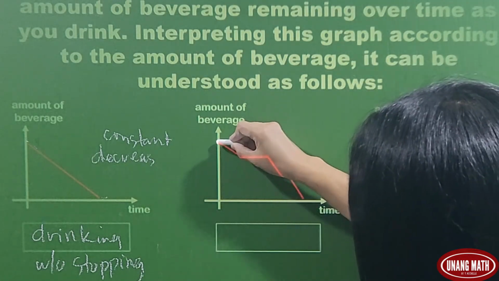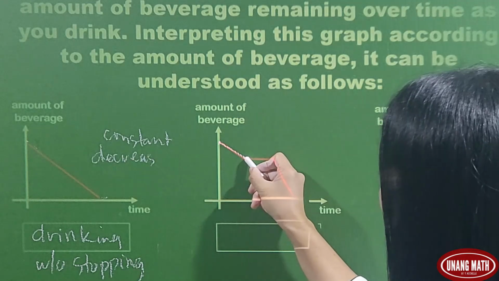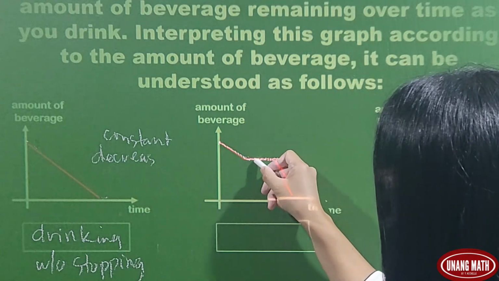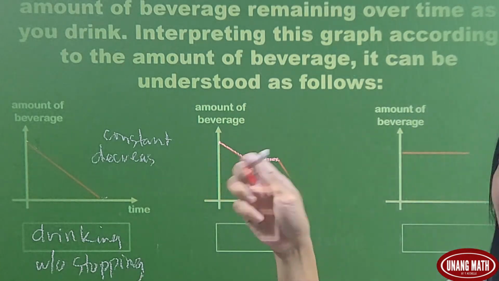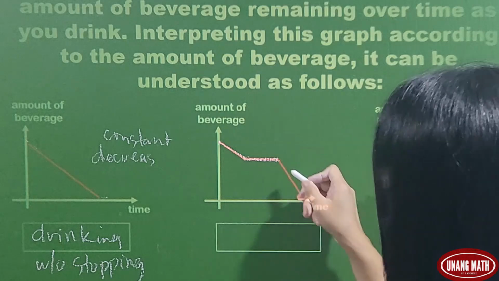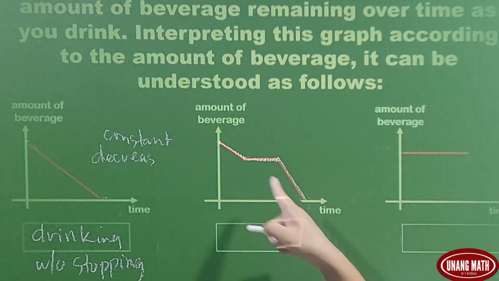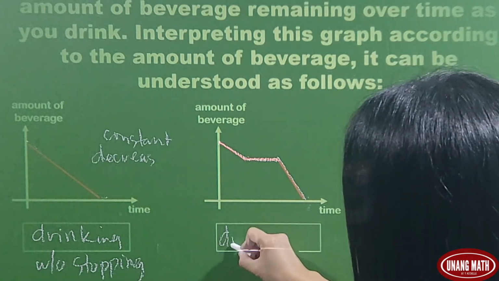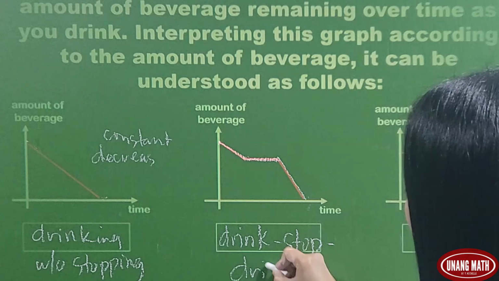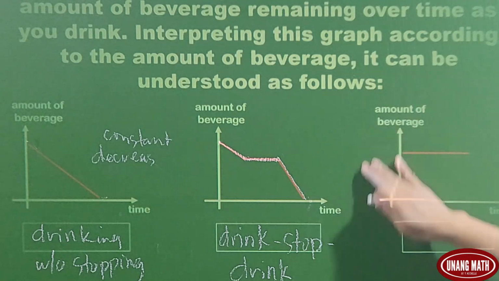Okay, from this amount of beverage to this amount, that means there's a constant decrease. But if you're going to take a look at this graph, from this point up to this point, or from this time up to this time, the amount of beverage did not decrease. So you drink, and then you stop, and from this time up to this time, continuously drinking until it's finished. So this graph means drink, and there's a point wherein you stop, and then drink again until the beverage is finished. Okay, what about the third graph?